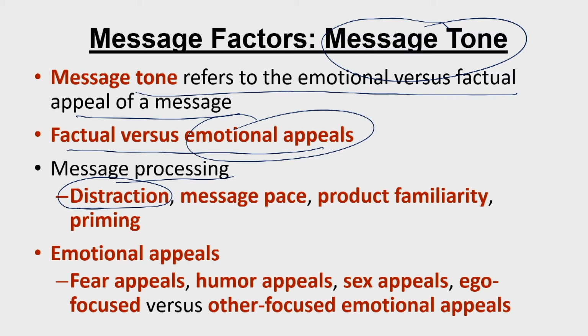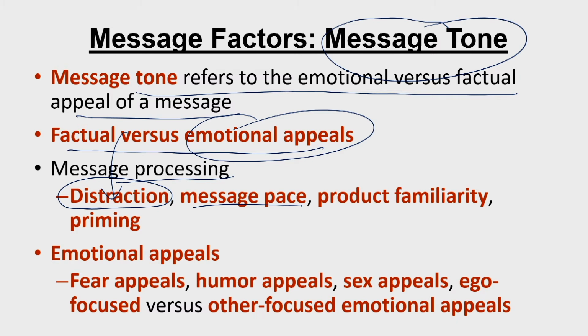The more distracted a consumer is made, the more distractions are caused. Factual messages actually relate negatively to distractions. If more distractions are there, then factual messages do not work, but high distraction levels are more pertinent for emotional appeals. Message pace, the pace with which a message is produced.